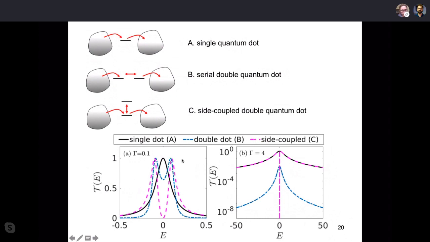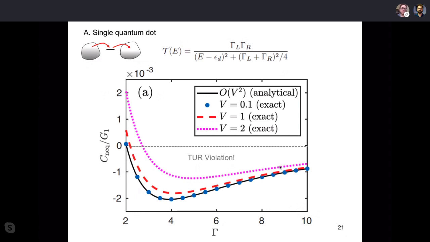While for the double dot, for example, you get this double peak. But if the gamma, which is the coupling strength to the metals, is large, as you can see, this peak is suppressed. So the transmission actually is way below 1. So that's the limit of small transmission probability. And you can think about it as an interference process, destructive interference.